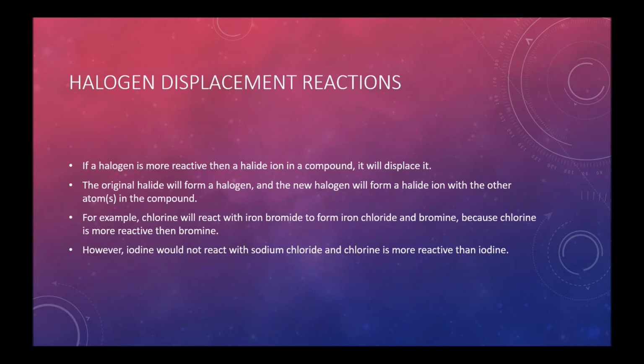And then there are halogen displacement reactions. If you get 2 halogens, for example, fluorine and bromine, and the bromine is a halide ion in a compound, and a halide ion is basically a halogen ion with a 1- charge. So if you had sodium bromide and then added fluorine, the fluorine would displace the bromine in the compound. You would get bromine and sodium fluoride because the fluorine is more reactive.